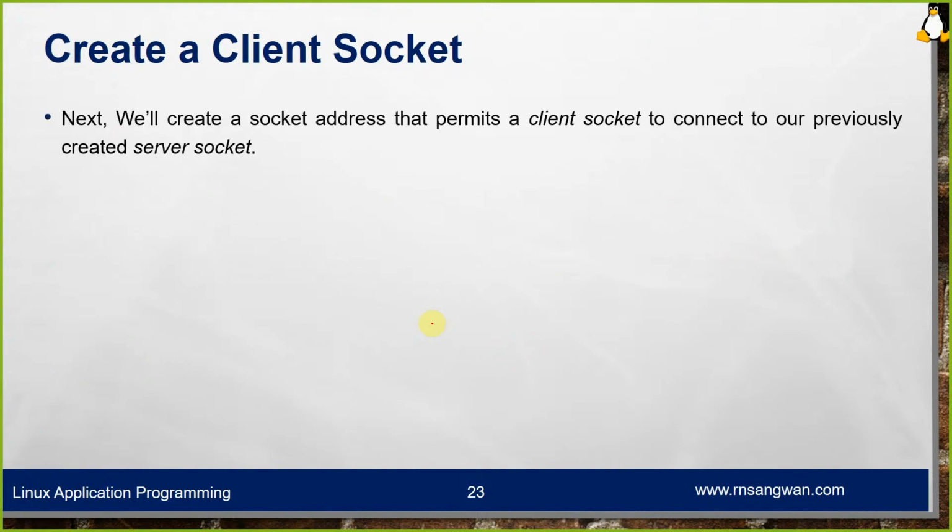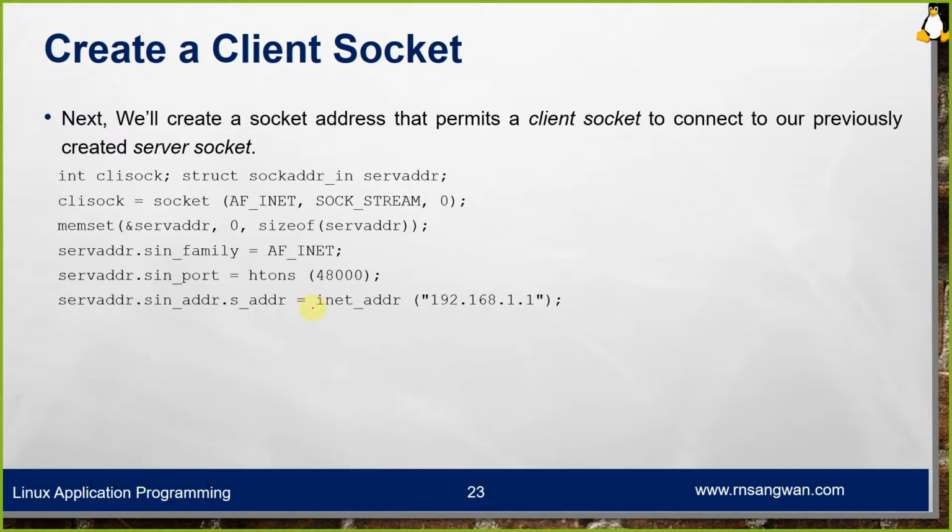Create a client socket. Next, we create a socket address that permits a client socket to connect to our previously created server socket. This is how we define the client socket. Integer client socket, structure sockaddr_in and server address. Client socket is defined as socket, again the function call is socket itself, type, the stream or datagram, what type of packet you want to use, and the third parameter as discussed, and then memset, and then initialization.